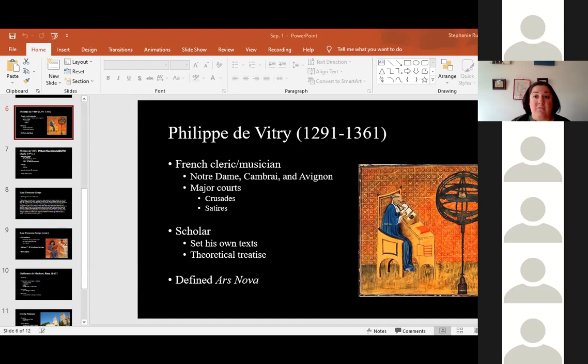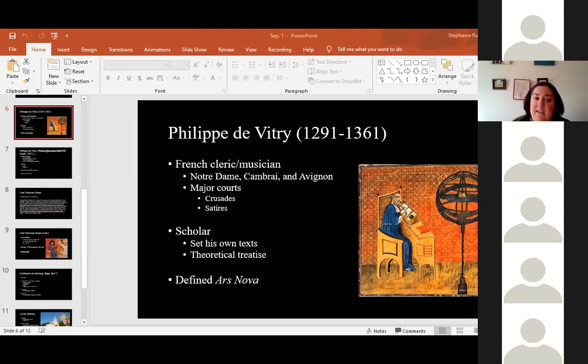His satires, so he's ribbing the people in power, are incorporated into the Roman de Fauvel with other prominent artists. We'll talk more about the Roman de Fauvel at a later point. So even though musicians are still working in the status of servant, Philippe de Vitry is powerful may not be the right word, but he's an influential figure.